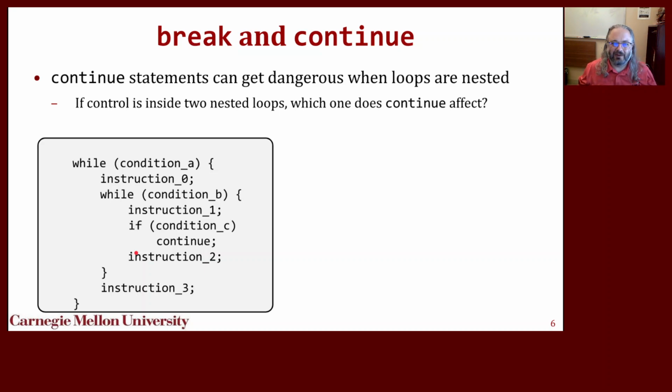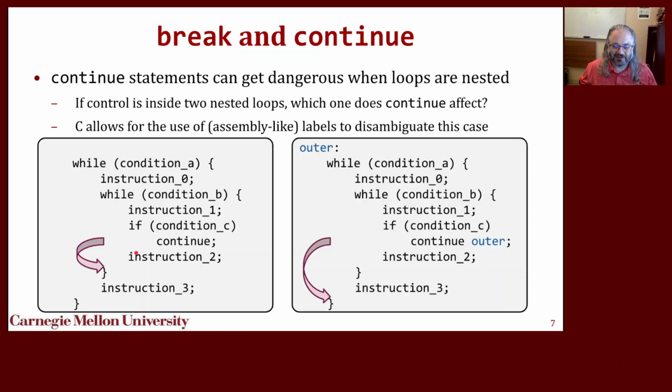And it turns out what C allows for in this case is it allows for the use of labels. Now, labels aren't usually used in C. They're very commonly used in assembly language. A label is nothing other than a name for a line of code. Now, in C, we have names for variables. We have names for functions.